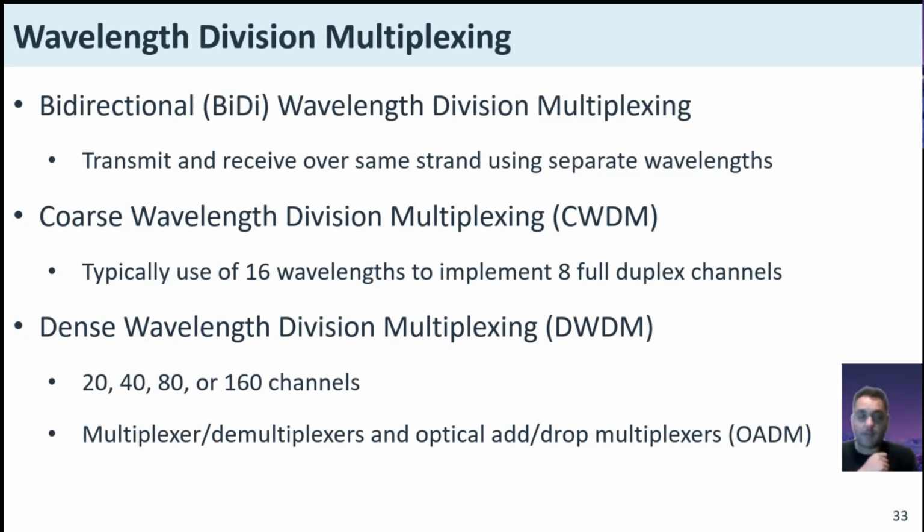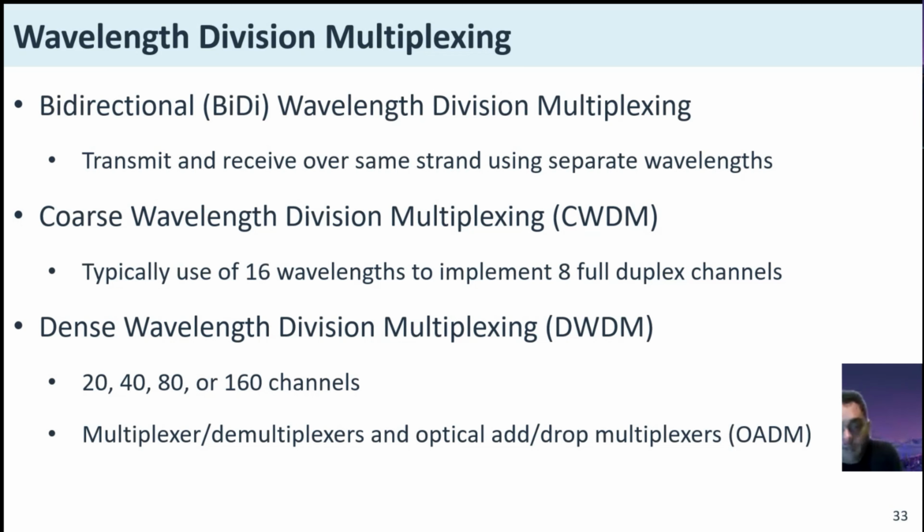Okay, so as it was saying, if you have 1310 for TX and 1490 for RX, you have to flip those around and have RX at 1310 and TX at 1490. They have to be in opposite pairs.